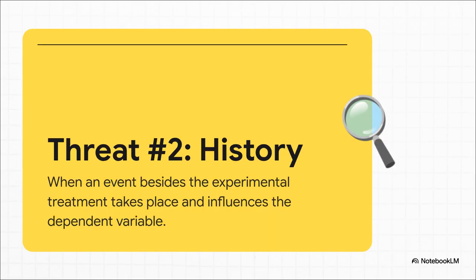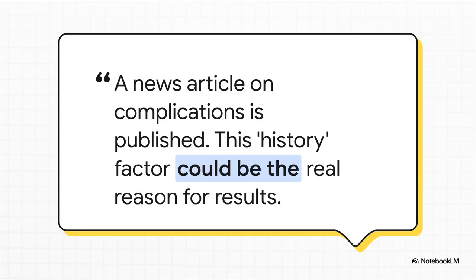Okay, next up, we have a threat called history. This is what happens when the real world just crashes into the middle of your perfectly controlled experiment. Some big event happens that has nothing to do with what you're studying, but it ends up messing with your results anyway. So, for example, imagine you're running a class on prenatal training, and right in the middle of it, a huge, scary news story breaks about rising maternal complications. Suddenly, interest in your class skyrockets. But was it your amazing class, or was it this external event, this history factor, that got everyone's attention? It's impossible to know for sure.